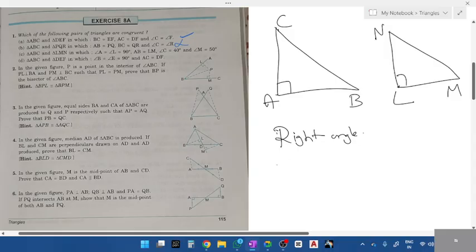Is AB equal to LM? Is any one side equal? AB is equal to LM. One side is equal. Next, what else is given? Angle C and angle M. Fine, the equal angles are not given.